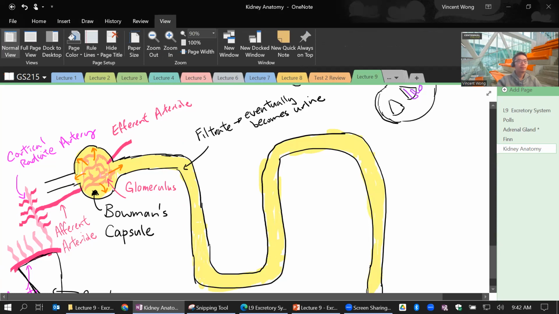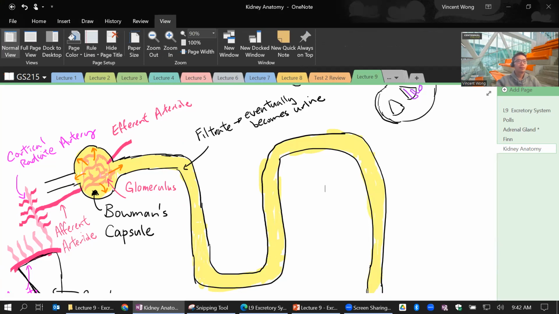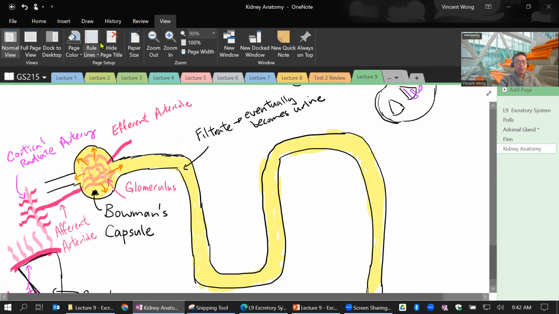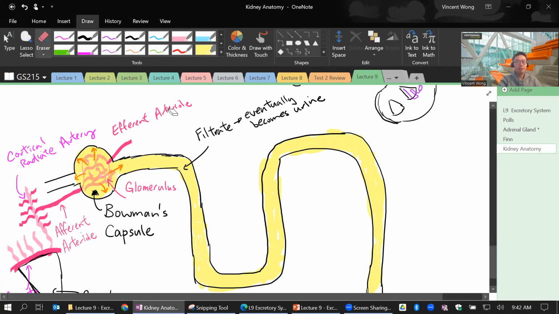Which one is the afferent arteriole? This one is the efferent. Yeah, this one. Which one? Like in the... Oh, the one that's coming out. Oh, the one coming. Okay. Yeah, like this one. Okay, yeah.